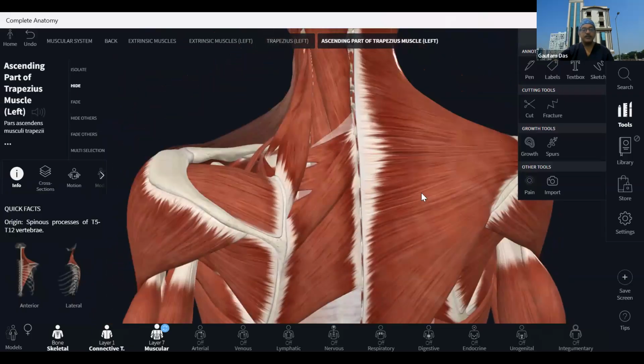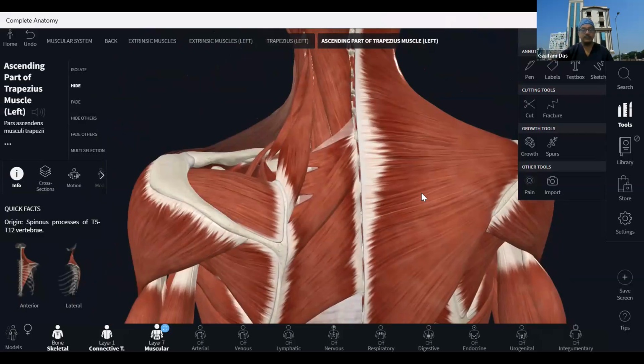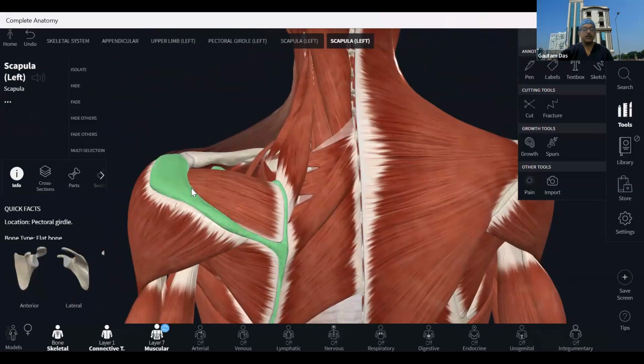And then here, this is very important. Try to understand very carefully here. So this is your scapula, okay? This is the spine of the scapula, which goes to the acromion here. And this is your clavicle. So what muscle is this? Supraspinatus.